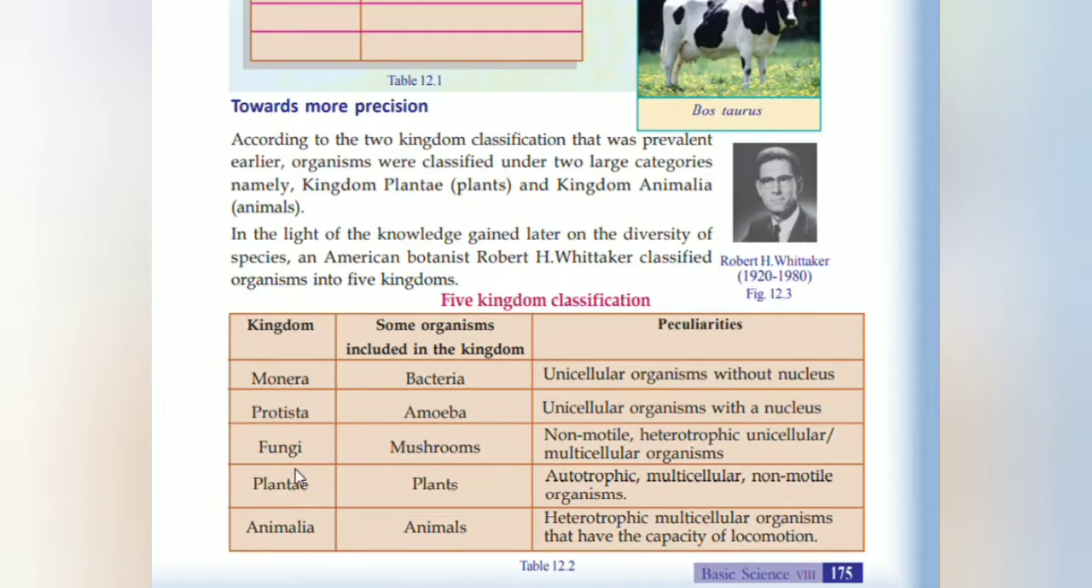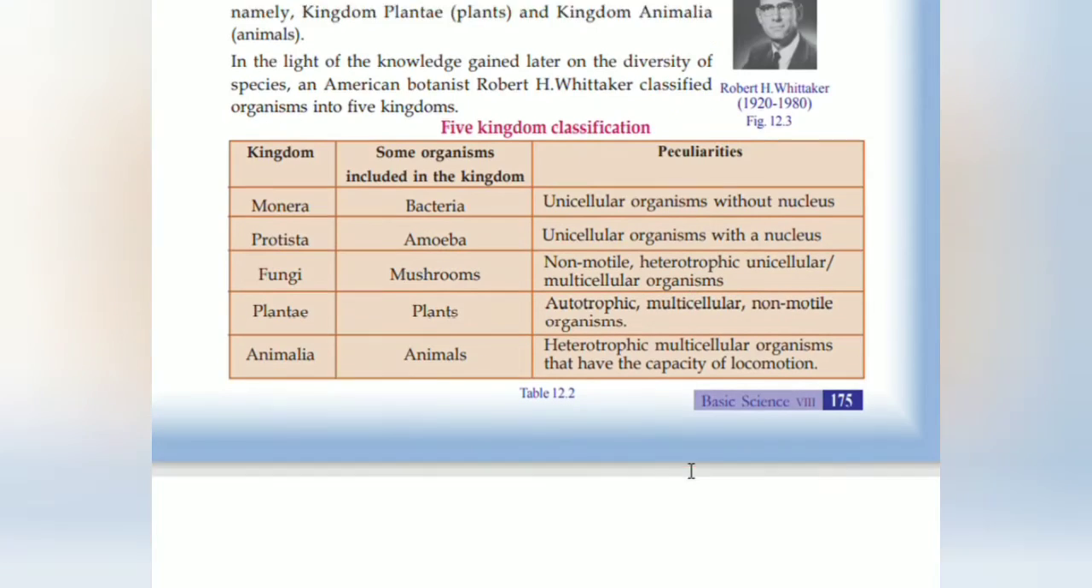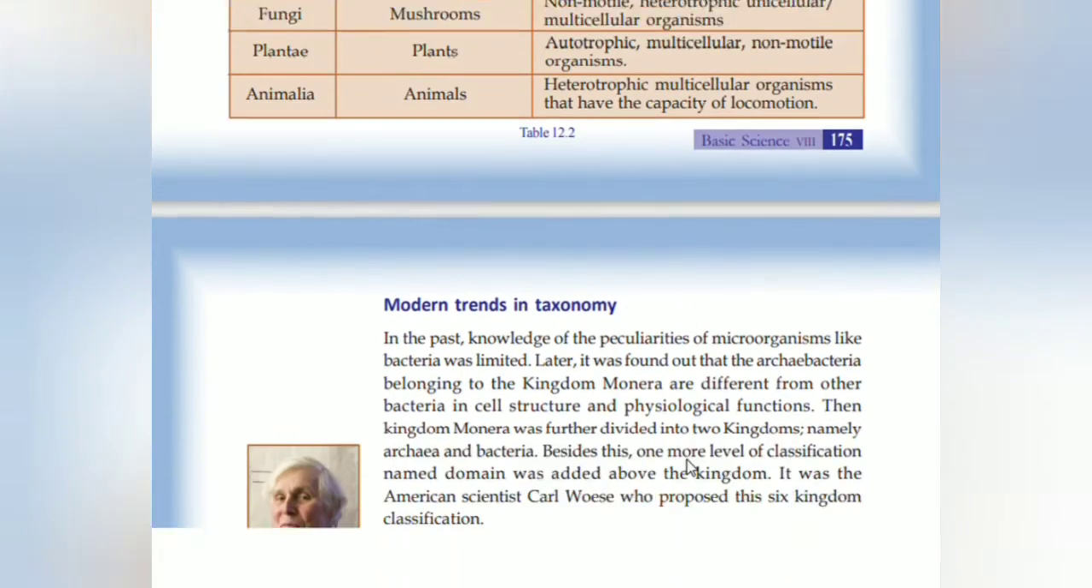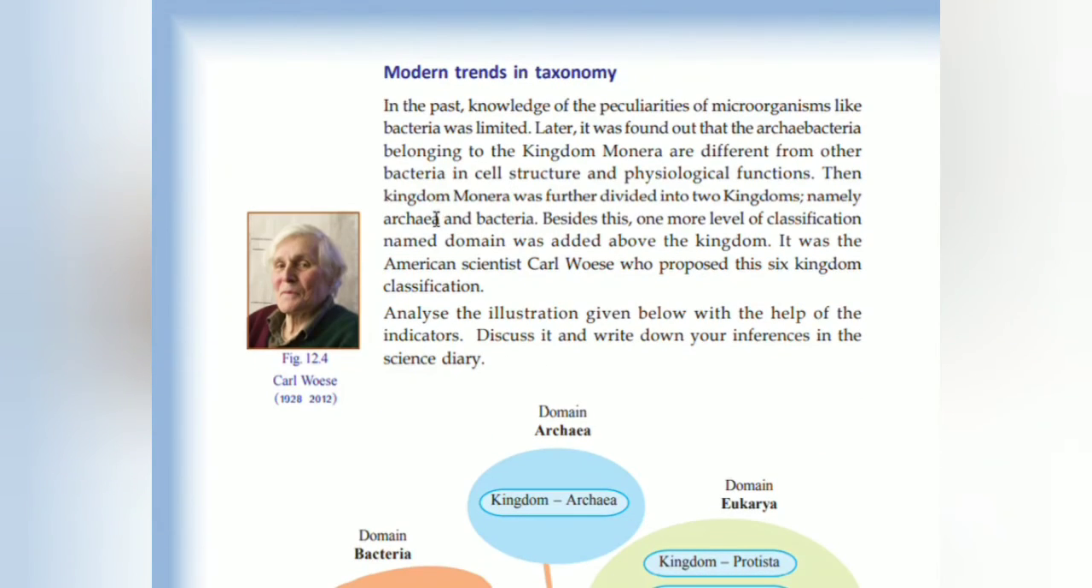Then the next one is Plantae. It includes plants. Animalia, animals. Plantae we can say are autotrophic, multicellular, non-motile organisms. Animals are heterotrophic, multicellular organisms that have the capacity for locomotion. Animals have the capacity for locomotion. Modern trends in taxonomy. In the past, knowledge of the peculiarities of microorganisms like bacteria was limited.